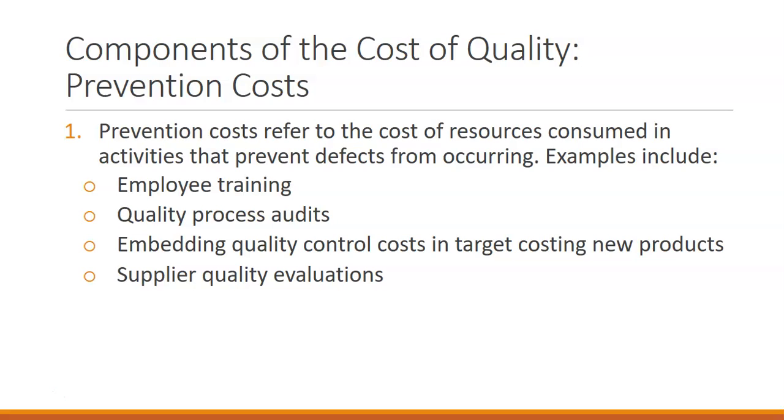That's a prevention cost. Examples of prevention costs are employee training, quality processing audits when we go through and look at what our processes are and how they can be improved, and embedded quality control costs in target costing of our new products. So we're making sure that we're already doing quality control throughout the entire value chain and looking at our suppliers to make sure that they're giving us the highest quality materials available.